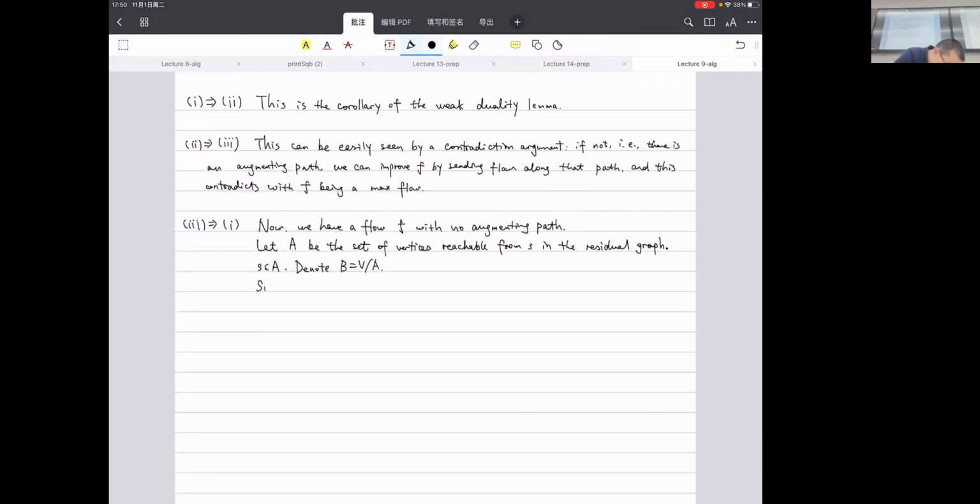Since F has no augmenting path, clearly T is not in A. Otherwise, if T is in A, by the definition of A as the set of vertices reachable from S in the residual graph, this gives you an S-T path. Because there is no augmenting path, we are sure that T is not in A, and hence T is actually in B.